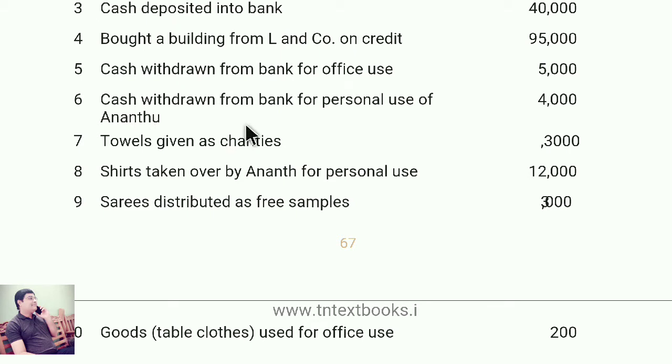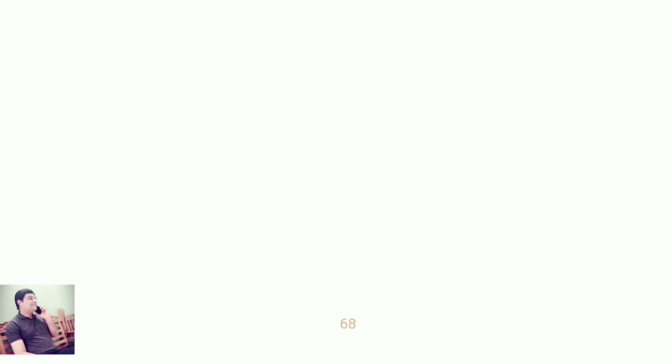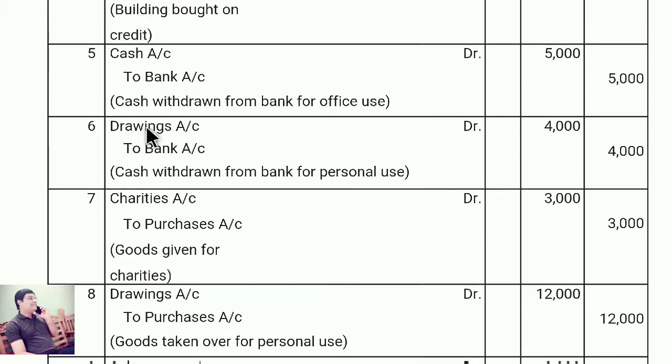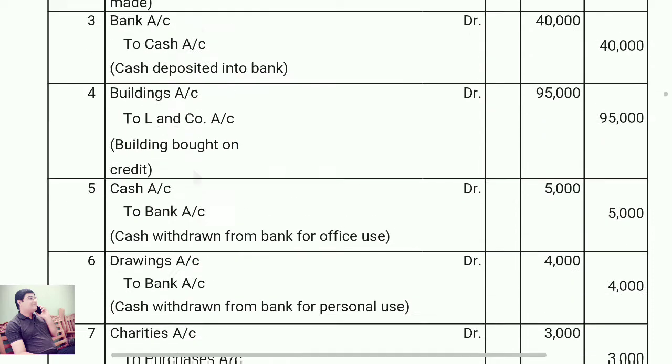If you see the answer, you will be able to know. See the sixth answer. Drawings account debit to bank account, because we withdraw the money from the bank. So drawings account debit to bank. If we withdraw money in cash, then we can write drawings account debit to cash. But here we withdraw the money from the bank, so we have to write drawings account debit to bank account. Next one.